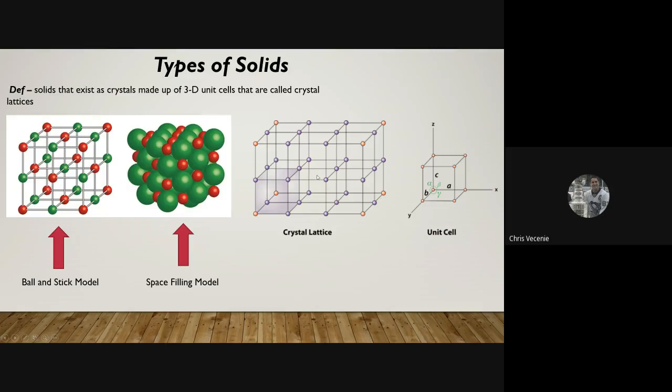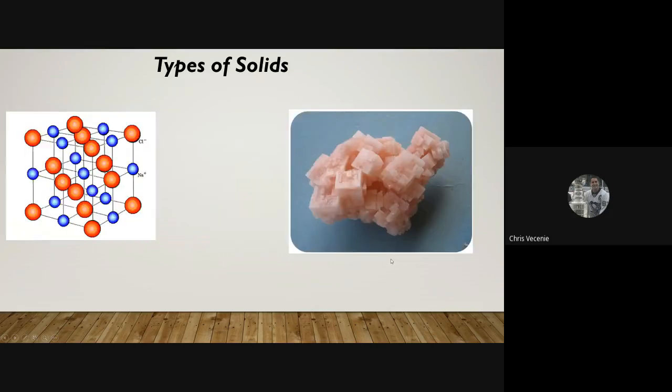Imagine it to be like a stack of pennies. The giant stack of pennies that you're looking at, whatever we make them be, is the crystal lattice, and an individual penny is known as the unit cell. And these are both ways to describe what's going on with our crystalline solids.